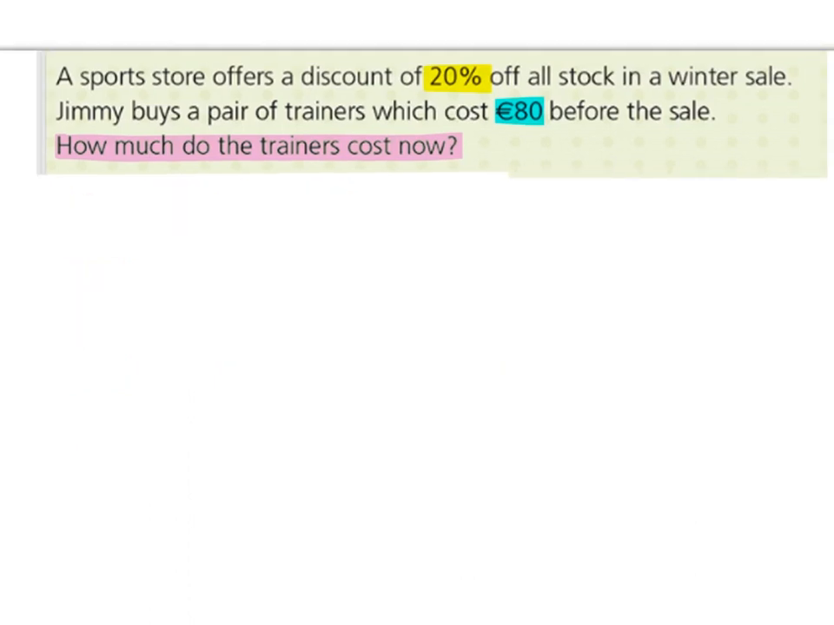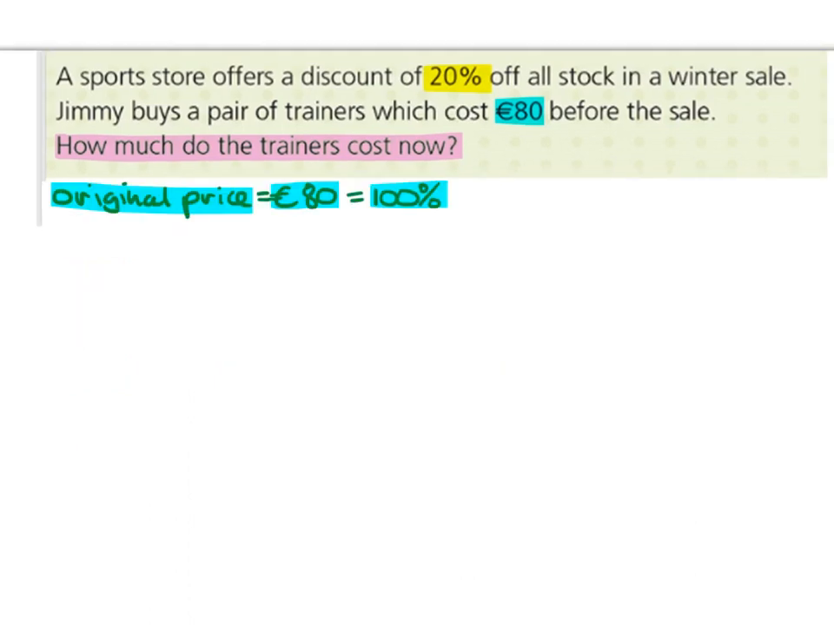Here's the same question but done a different way. So the original price was €80, so we can say that that €80 is 100%. The original price is always 100%. And 100% take away 20%, because remember he's getting 20% discount, leaves us with 80%. So the trainers are going to be equal to 80%.